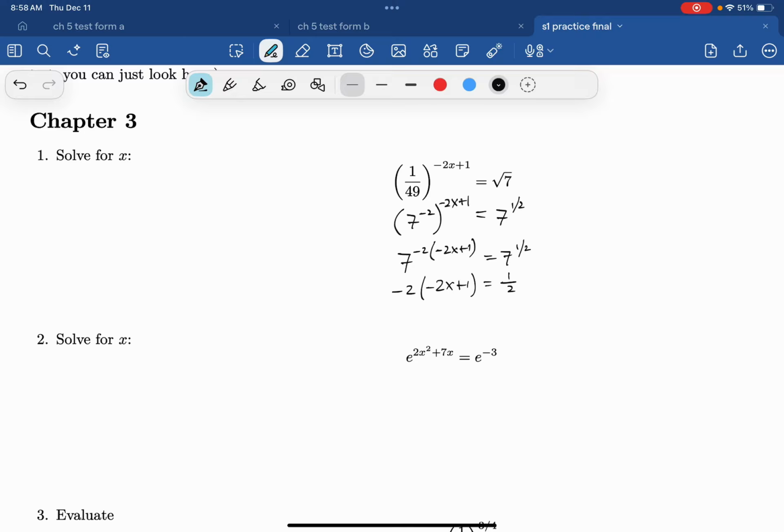All right, so that's just a simple equation that we can solve. The left side expands as 4x minus 2 equals 1/2. And so that means 4x equals 5 over 2, which means that x equals 5/8.